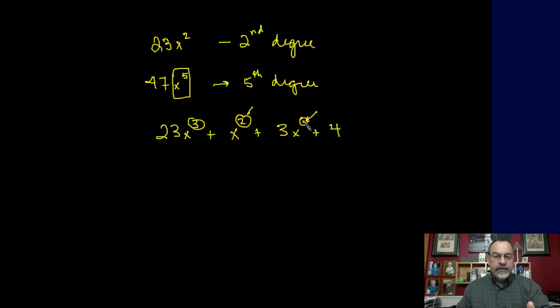3, 2, this is an exponent of 1, and then this could be written as x to the 0, because anything to the 0 power is just 1. So when we have a polynomial in standard form, or when we have the exponents going in decreasing order, we're in standard form.